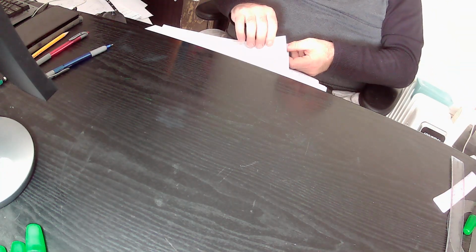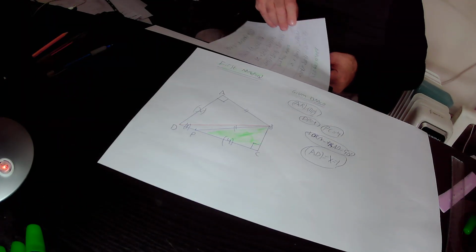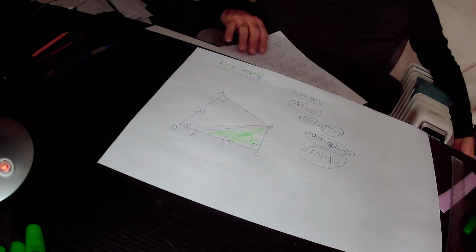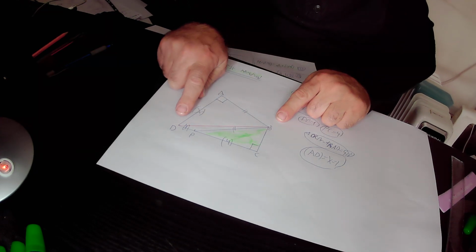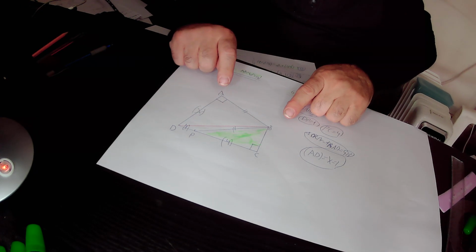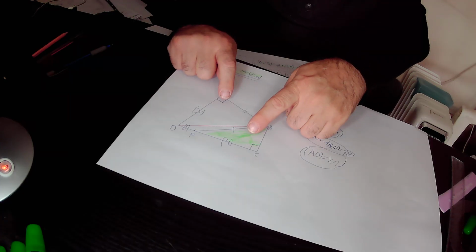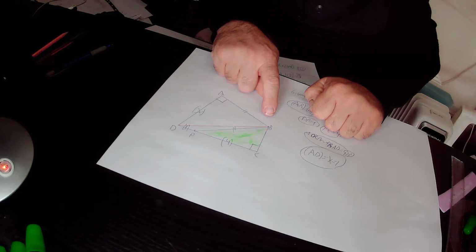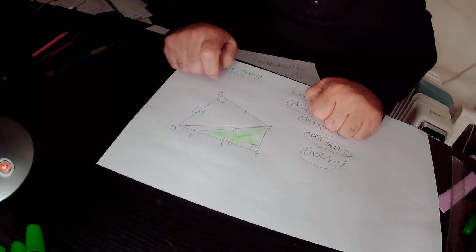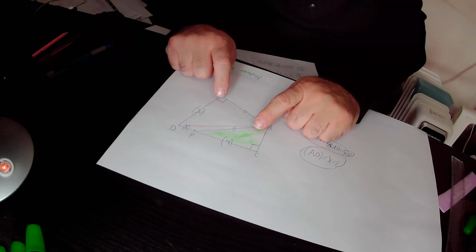So we start with the first method. First of all, we join points B and D together by a line. By joining points B and D, we divide quadrilateral ABCD into two right triangles. We have the upper right triangle DAB and the lower right triangle BCD. So we apply the Pythagorean theorem to both of these right triangles.